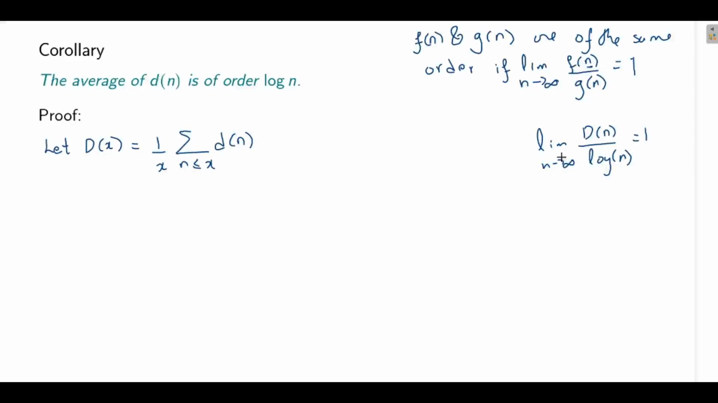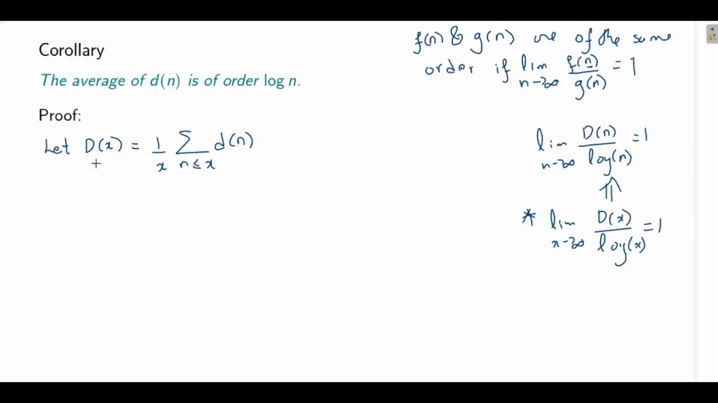Now I know that it is easier for me to work with the x variable, and if I prove that the limit as x tends to infinity of D(x) upon log of x is 1, then this will hold; I have given you the rest to show as an exercise. So this is what I will be proving. This we know.